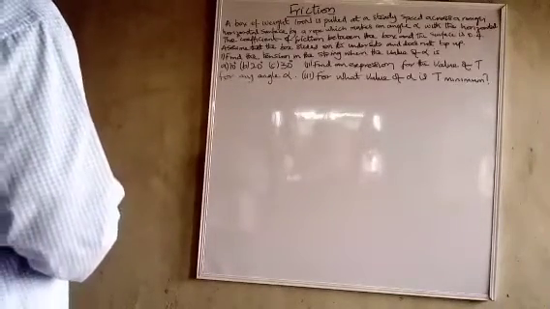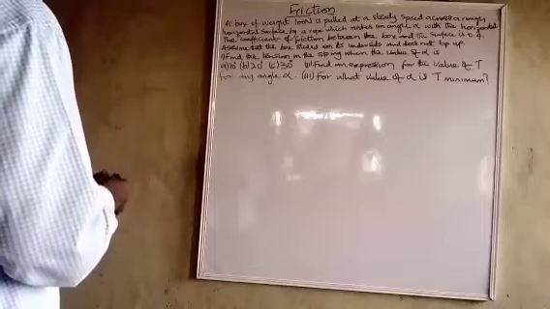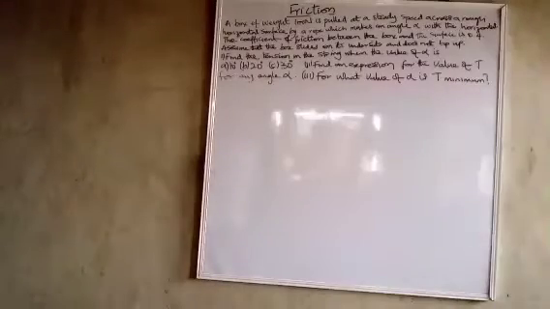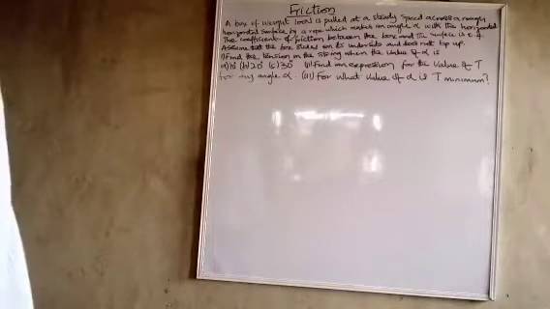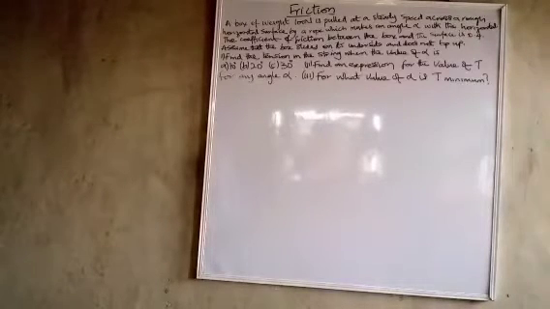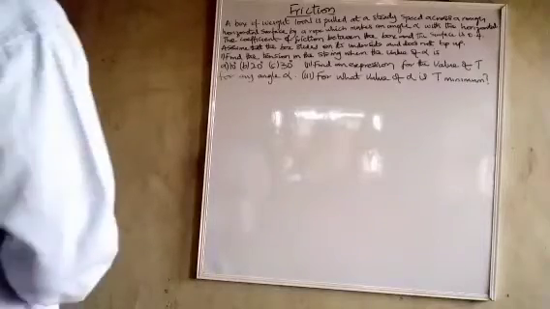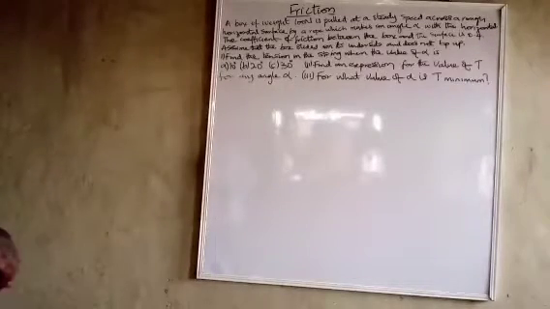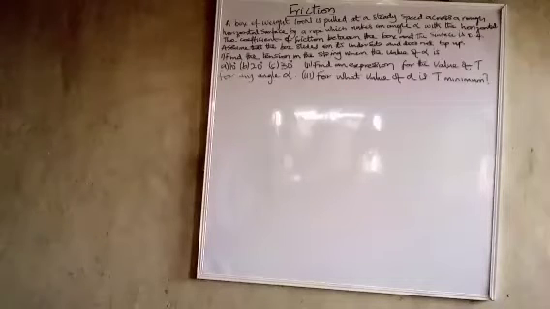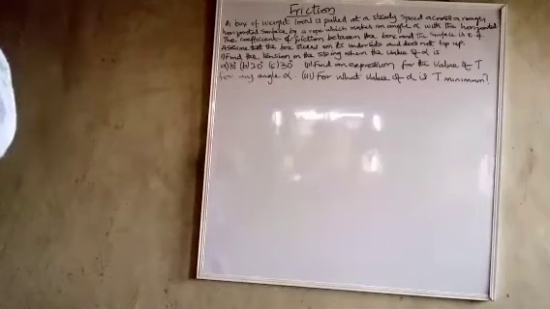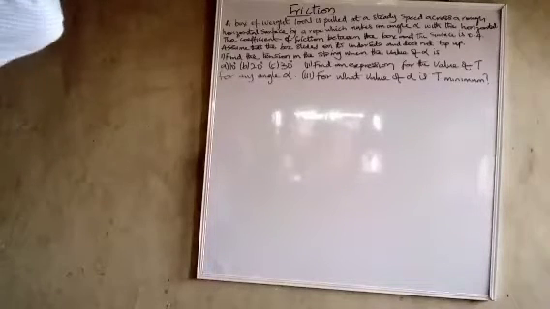A box of weight 100 Newton is pulled up at a steady speed across a rough horizontal surface by a rope which makes an angle alpha with the horizontal. The coefficient of friction between the box and the surface is 0.4. Assume that the box slides on its underside and does not tip up. 1. Find the tension in the string when the value of alpha is 10 degrees, 20 degrees, and 30 degrees. 2. Find an expression for the value of T for any angle alpha. 3. For what value of alpha is T minimum?